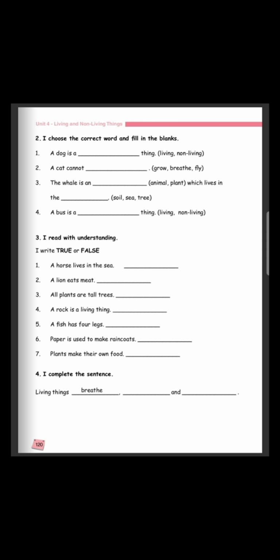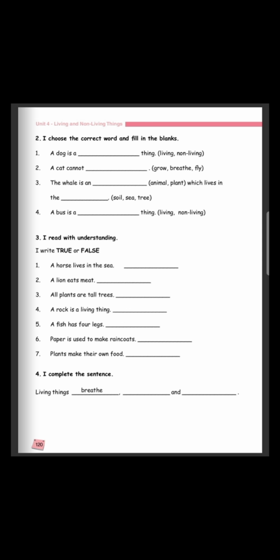Allons lire ensemble. Number 1. A horse lives in the sea. Est-ce que les chevaux vivent dans la mer? Non, c'est faux. Donc you have to write false. Number 2. A lion eats meat. Le lion mange de la viande. Oui, c'est vrai. Lions eat meat. You have to write true.